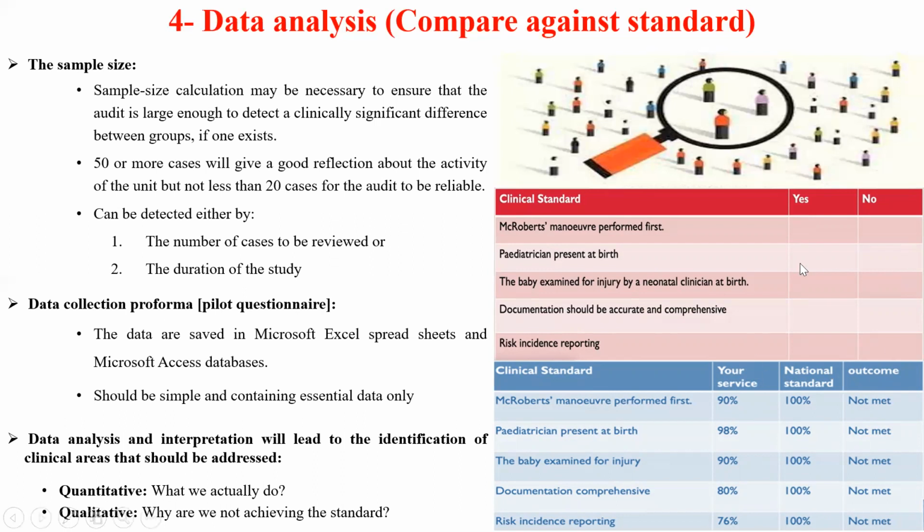Here, this is the performer after analyzing the data. So, for example, the McRoberts technique is done in our service in 90% of the cases, but the national standard is that the McRoberts technique has to be done in 100% of the cases as the first maneuver. So your target here is not met and the outcome is not met in this case. The pediatrician is present at birth in 98% in our service, but the national standard is 100%, so the outcome is not met. So this is an example of the performer and how to analyze the data on the performer.